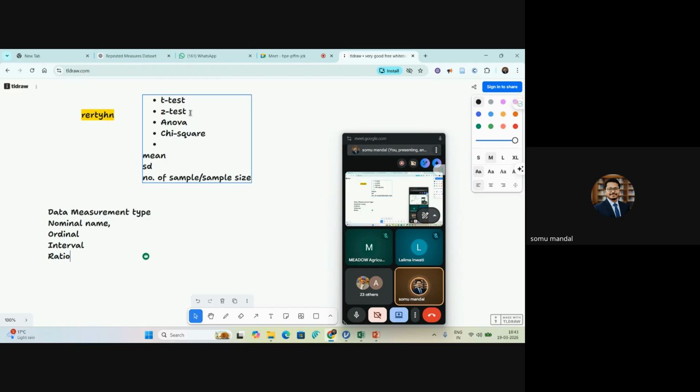I'll give you an example. For a parametric test, you choose the t-test; for non-parametric, the Wilcoxon rank test. In the case of ANOVA, if non-parametric, you can choose the Kruskal-Wallis test. If it is repeated measures, comparing before and after situations, you also consider a non-parametric test. Chi-square itself is a non-parametric test.